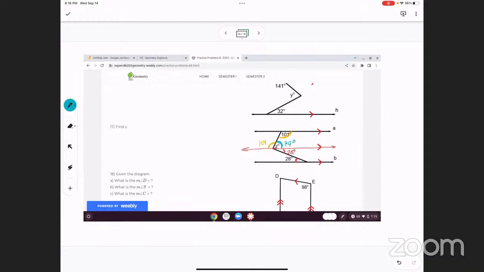So now can you find out what Z is? Isn't Z just 79? It's 79 plus 28. Because you see how Z is both of those? Yeah. So that's how you do those problems.